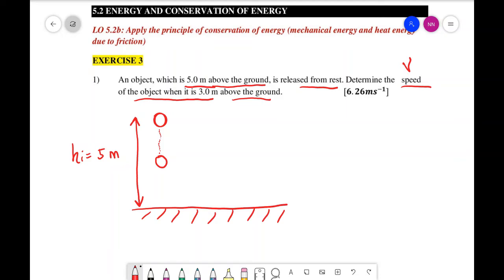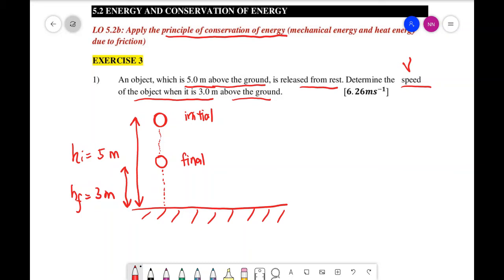Height final is 3 meter above the ground. So this is the initial position, and this is the final position. Actually this object will go until it reaches the ground, but we want to find the velocity when it is at 3 meter above the ground. So we may apply the principle of conservation of energy.